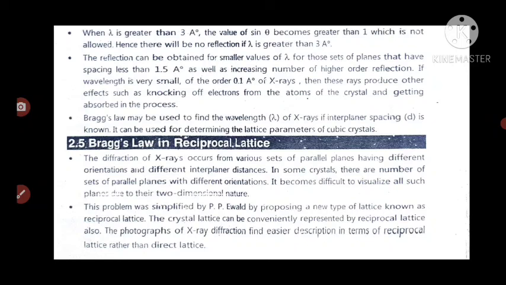Also, the photograph of the X-ray diffraction is found to be easier to describe in terms of the reciprocal lattice rather than the direct lattice. We have already seen the reciprocal lattice vectors capital A bar, capital B bar, capital C bar, and the direct lattice vectors small a bar, small b bar, small c bar, and the relation between them and the properties of the reciprocal lattice in the last chapter.